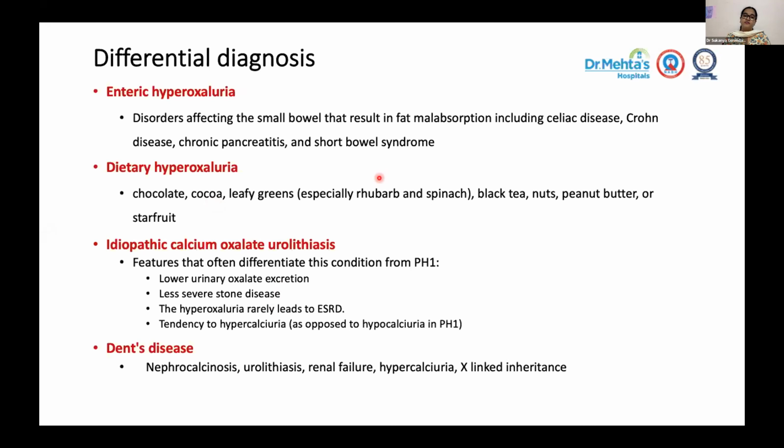The other very interesting differential diagnosis would be Dent disease, because a lot of features do overlap between a primary hyperoxaluria patient and a patient with Dent disease. You can have nephrocalcinosis, urolithiasis, renal failure, but however, the X-linked inheritance pattern and hypercalciuria and a genetic diagnosis, a mutation in CLCN5, could take you away from a diagnosis of primary hyperoxaluria.